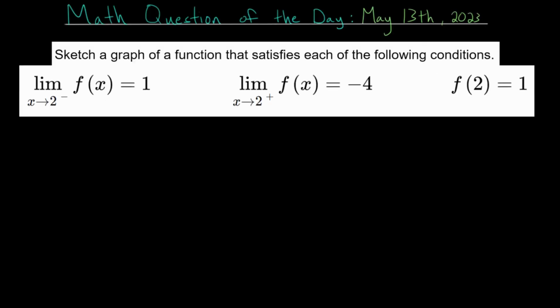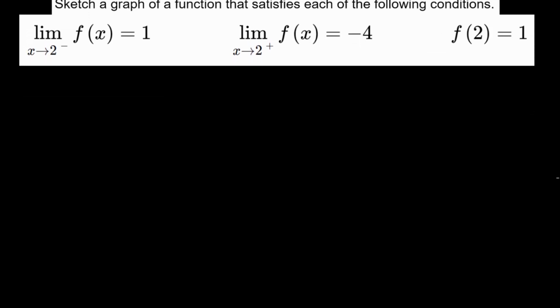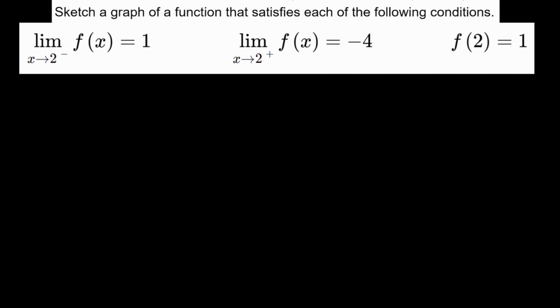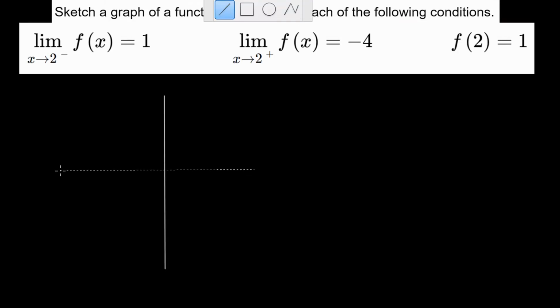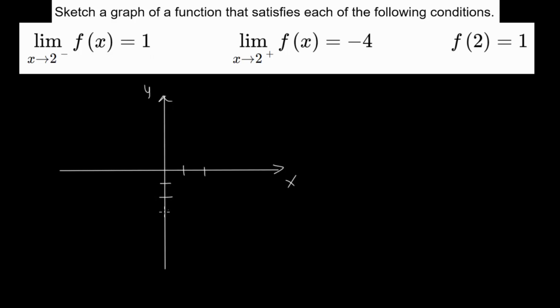Now, assuming that you have attempted the problem, let's start working through it. And we need to sketch a graph. So let's draw in a coordinate plane, just our typical XY axes here. And we are concerned with x values of 2. So that is our key point, though we will have y values of 1 and -4. So let's draw in enough tick marks to include those.